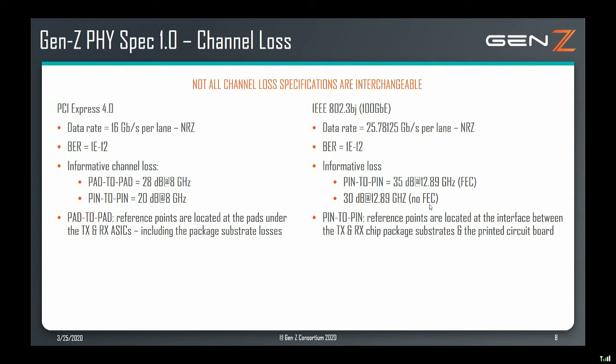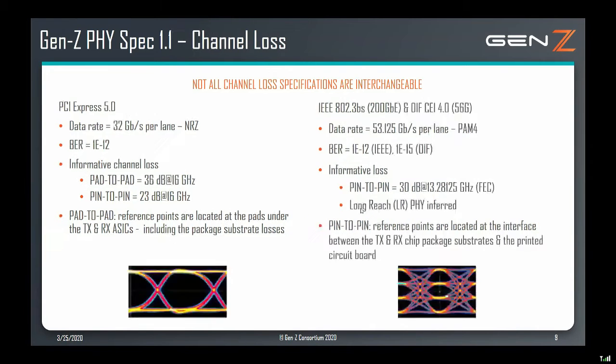There's also an option to reduce the channel, and this is what Gen-Z did, is Gen-Z specifies 30 dB as the channel loss, and that means that no forward error correction is needed. And this is important because it lowers the latency of the physical layer. And I'll get into more about FEC latency as we go on. So next slide.